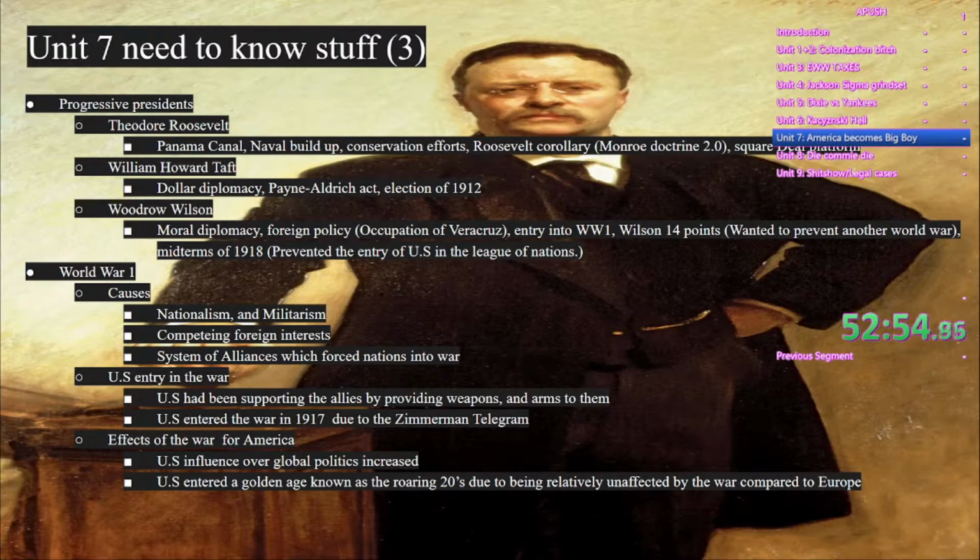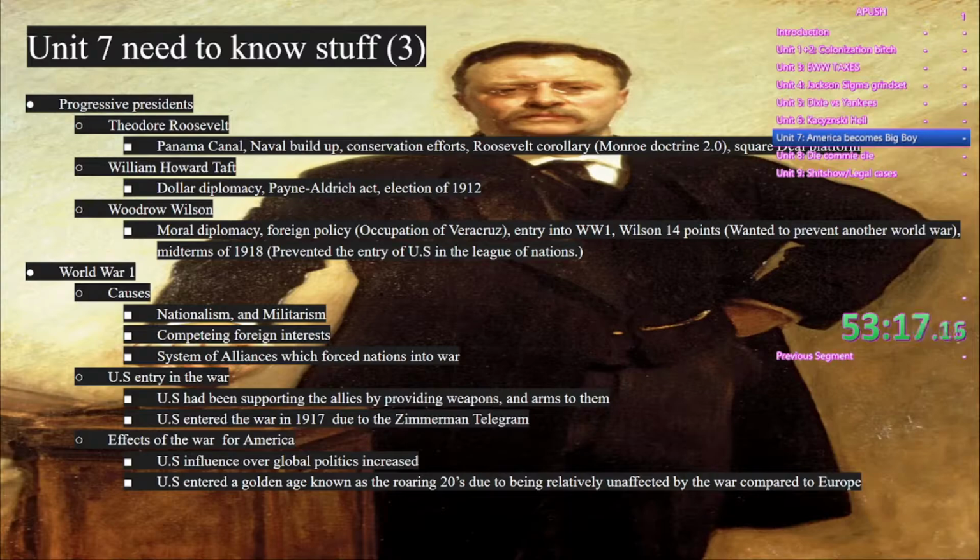For Taft, pretty much you only need to know the dollar diplomacy, and the Payne-Aldrich Act, which divided the Republican Party, which led to Wilson's landslide victory in the election of 1912 due to Republicans being divided between Roosevelt running again and Taft.